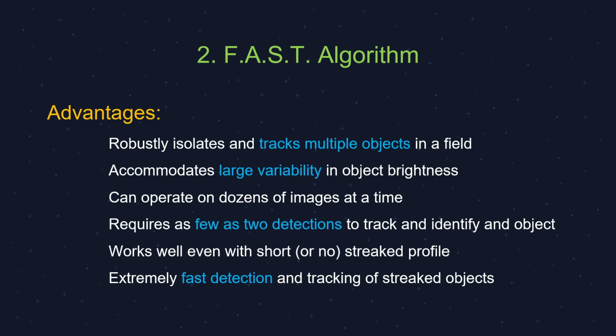It also accommodates large variability in object brightness. It can operate on dozens of images at a time, and it will require as few as 2 detections to track and identify an object. It also works well if the object has little or no streak profile, and it is extremely fast at detecting and tracking these objects. So how fast is it?